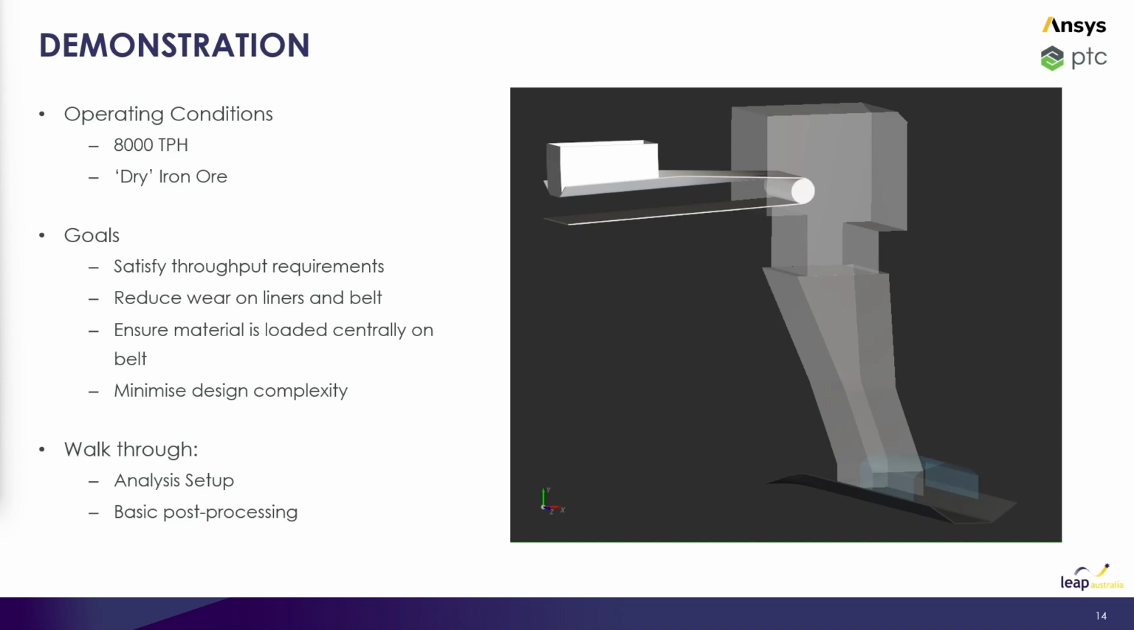And as listed here, we want to make sure this design satisfies throughput requirements. We want to reduce the wear on our liners and belt. We need to ensure, of course, that the material is loaded centrally on the receiving conveyor. And at the end of the day, we want the most reliable, functional design. We want to minimize design complexity. So let's go ahead and walk through the analysis setup and, of course, some of the basic post-processing.